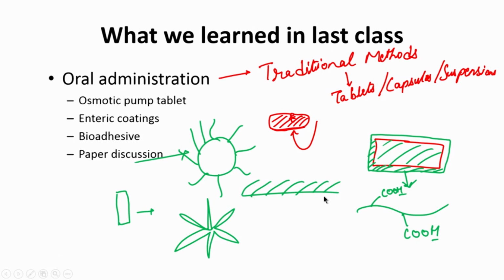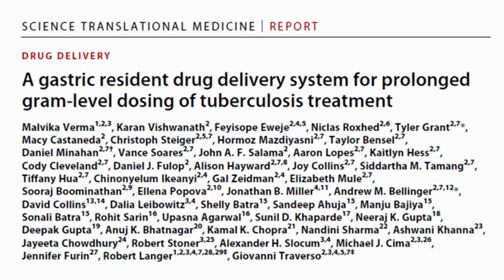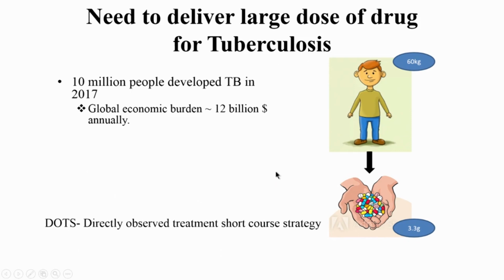In this class we will also discuss another paper on the oral administration route, and this is a paper that was published fairly recently. This paper is for the treatment of tuberculosis. The last paper was on malaria. In this paper we will focus more on tuberculosis. Tuberculosis is a very severe disease. Just a little bit of background, almost 10 million people developed active TB in 2017, and there is quite a bit of global economic burden because of this disease. And one of the major problems with this disease is the long duration that is there.